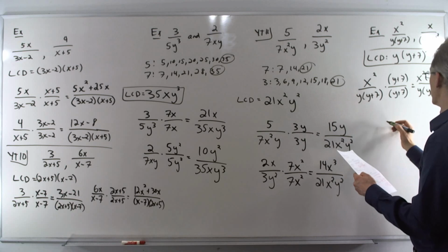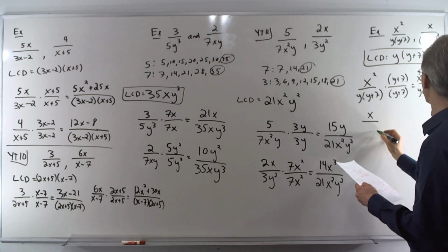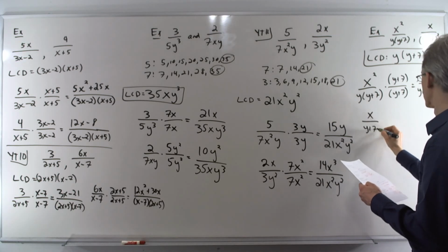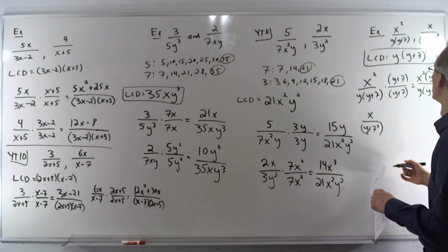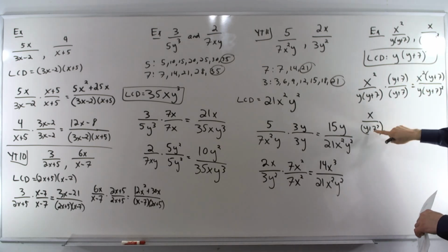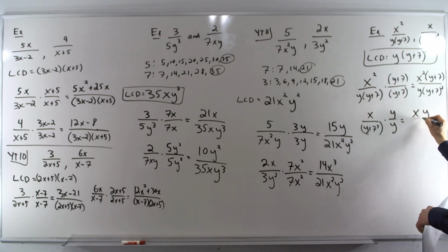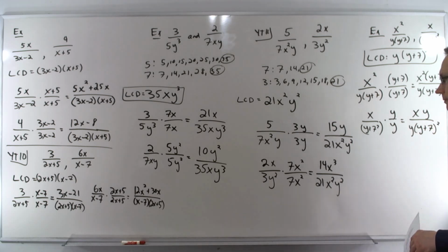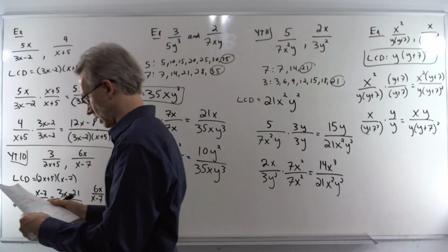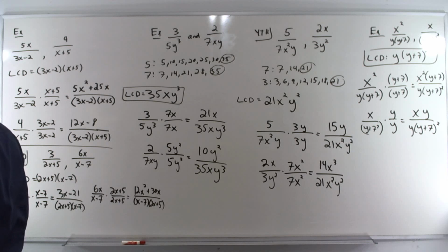All right, the other fraction, x over y plus 7 squared. If I take the LCD and divide by the denominator, the y plus 7 squareds are going to cancel, leaving only a y. So we're going to multiply this by y over y. That gives us xy over y times y plus 7 squared. Your turn, number 12.